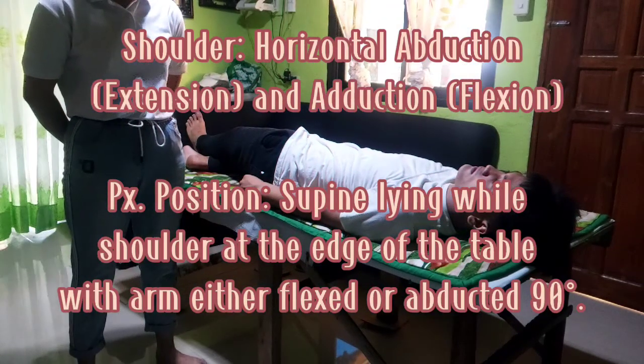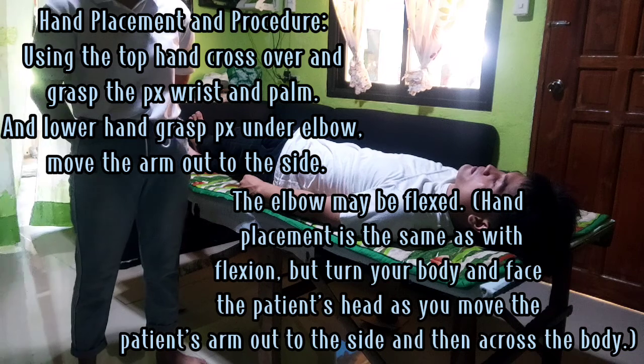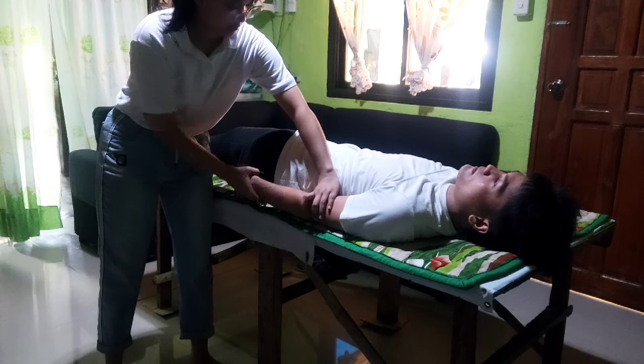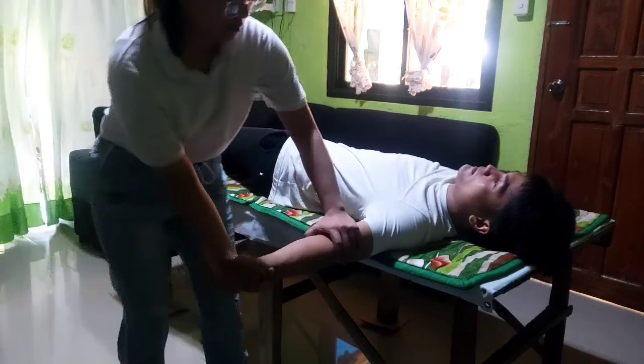Shoulder horizontal abduction and adduction. Patient position: the shoulder at the edge of the table with the arm either flexed or abducted 90 degrees. PT's hand placement and procedure.